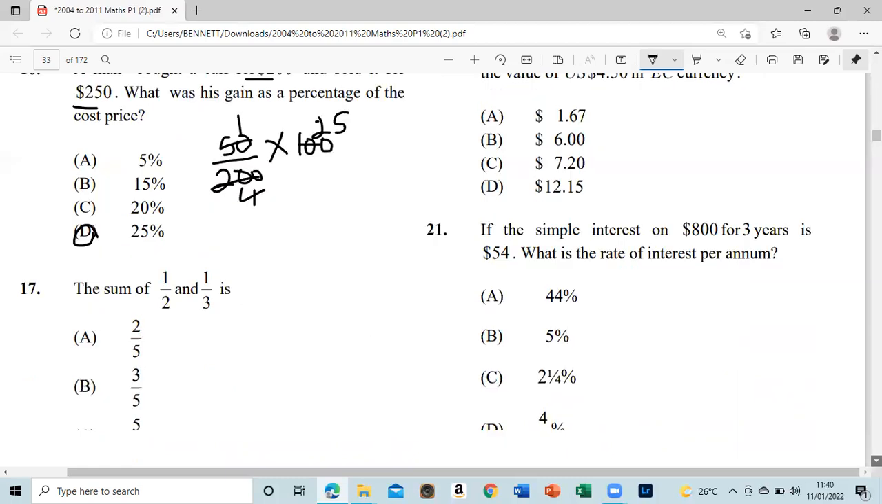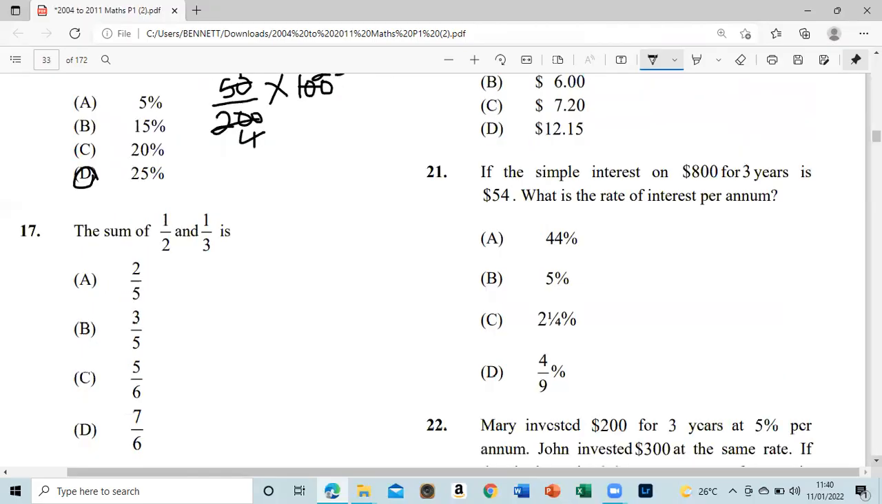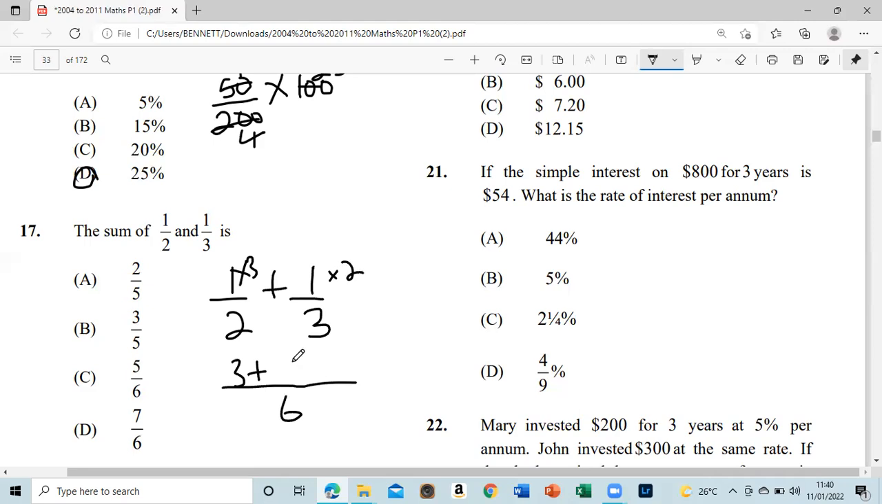The sum of a half and 1/3 is, so when you add fractions, you must bring them to a common denominator. The lowest number would be 6. 2 into 6 goes 3 times, multiply this, so that would be 3. 3 into 6 goes 2 times. So add 3 and 2, we get 5 over 6.